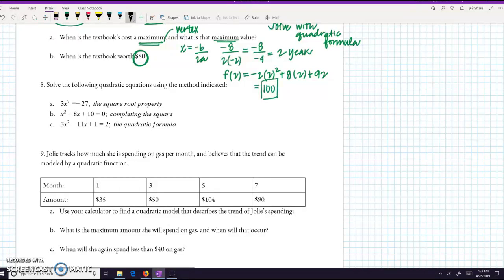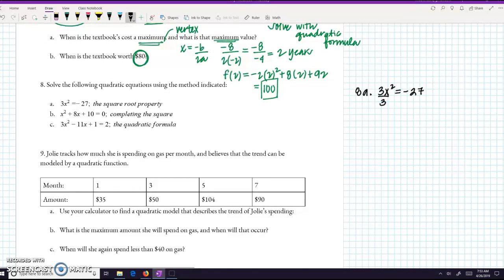So in order to use the square root property for problem 8a, the square root property just means that you don't have a b term or you have a binomial squared, so you're able to isolate parts of the equation simply by taking the square root.